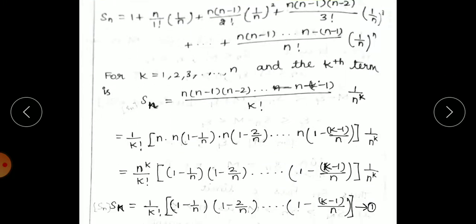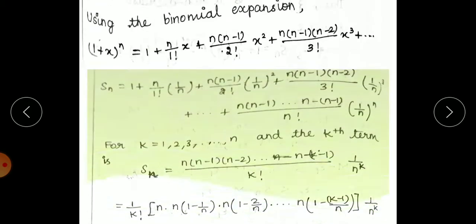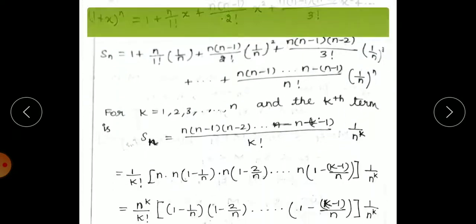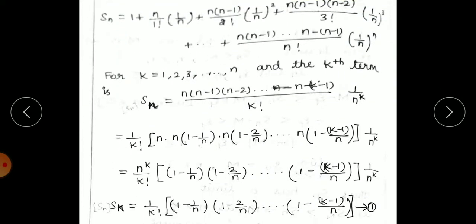Now Sn equals 1 plus n by 1 factorial into 1 by n plus n into n minus 1 by 2 factorial into 1 by n squared. In the place of x we are substituting 1 by n. So after substituting we will get like this. For k equal to 1, 2, 3 up to n, the kth term is n into n minus 1, n minus 2, up to n minus k plus 1, by k factorial into 1 by n power k. Therefore take the 1 by k factorial outside.